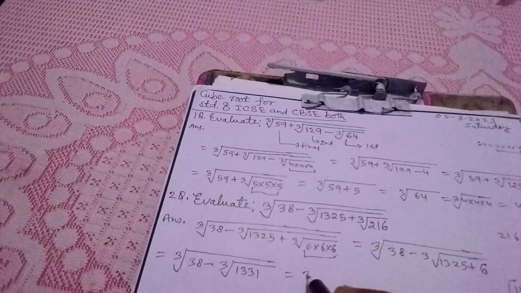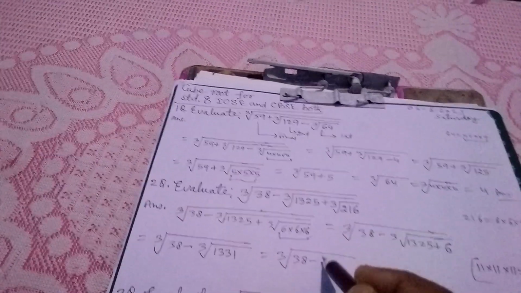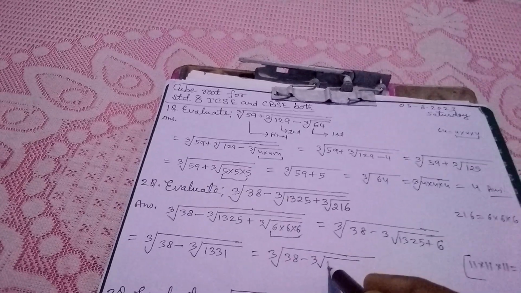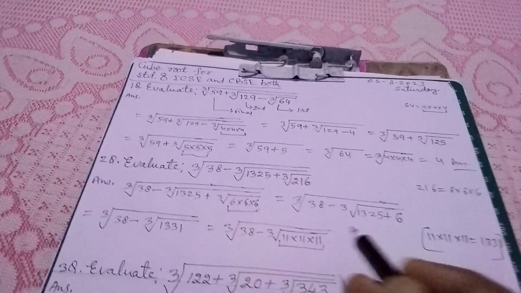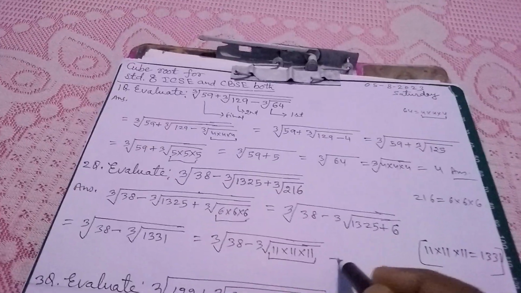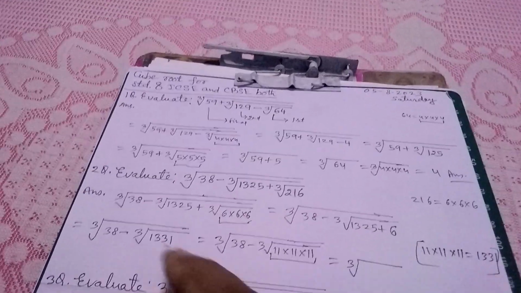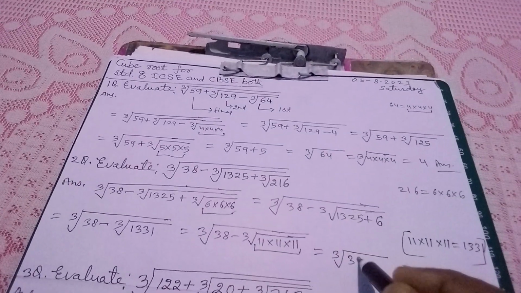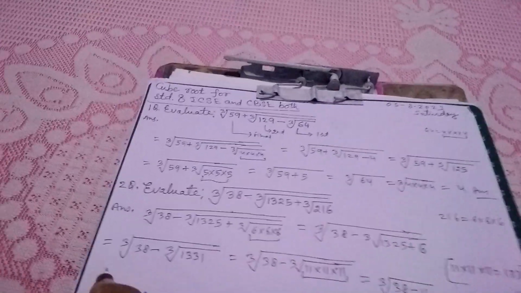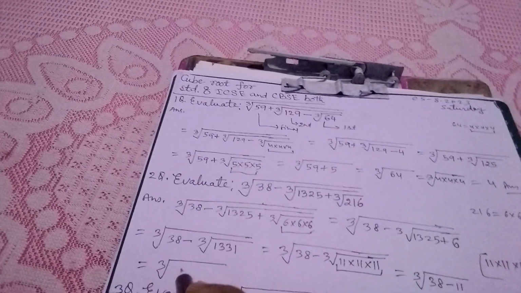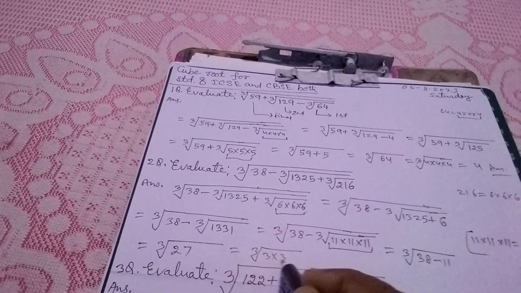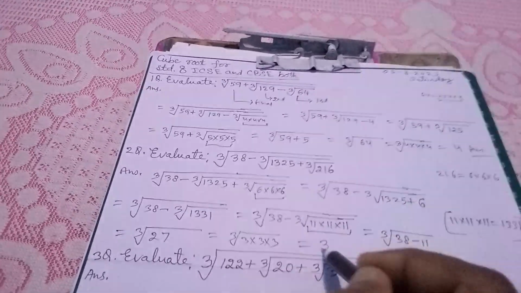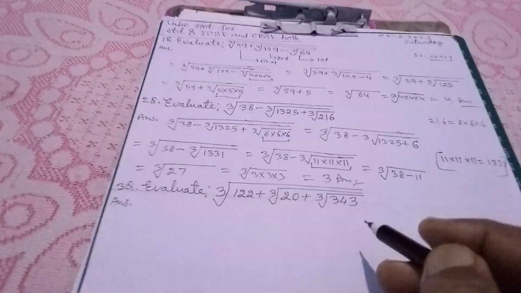So we'll write cube root of 38 minus cube root of 11 into 11 into 11. Now for these three factors, one factor will be out, and that will be the cube root of 1331. So 38 minus 11, and that is equal to cube root of 27, and that will be written as 3 into 3 into 3, that is equal to 3. This is the cube root of 27.